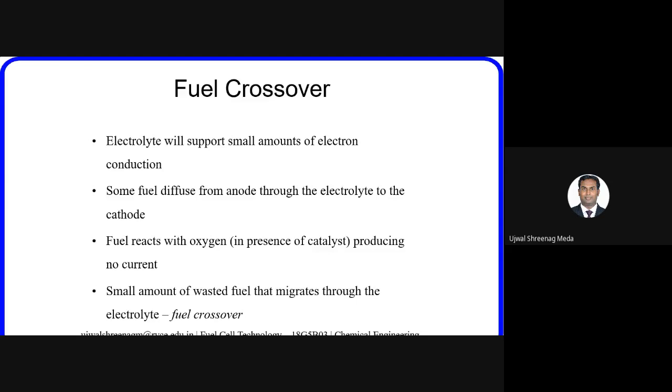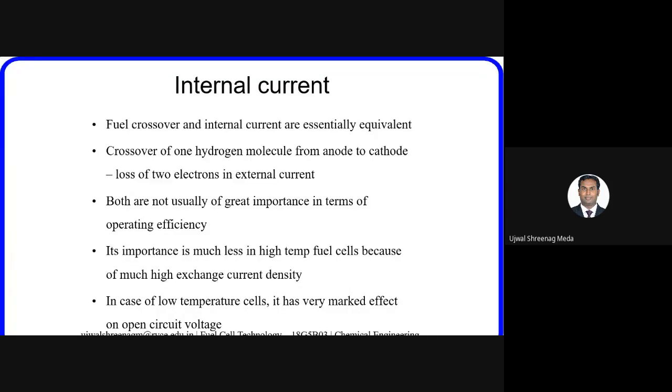So the electrolyte will support small amounts of electron conduction. Some fuel diffuses from the anode through the electrolyte to the cathode. Fuel reacts with oxygen in the presence of catalyst, producing no current. The small amount of wasted fuel that migrates through the electrolyte is nothing but fuel crossover. Now coming to the internal current, fuel crossover and internal current are essentially equivalent. Crossover of one hydrogen molecule from anode to cathode leads to loss of two electrons in the external circuit. So both are not usually of great importance in terms of operating efficiency.